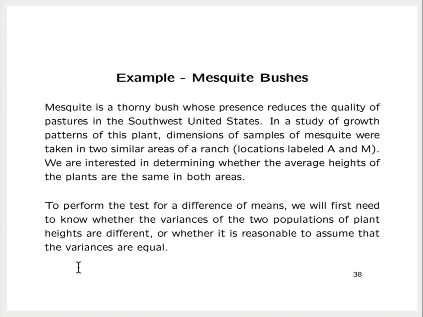So is it reasonable to assume that the variances of the heights of plants in the two areas on the ranch are equal? If that's the case, then we can use one procedure for comparing the mean heights of the plants across the two areas. On the other hand, if it's not reasonable to assume that the variances are equal, then we would need to use a different procedure.